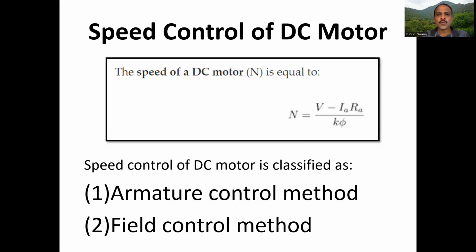Speed control. Based on the equation N = (V − IaRa) / Kφ, which comes from the back EMF and the other torque equations, we have two kinds of speed control: armature control and field control methods. Here the armature current Ia can be controlled, and also by controlling the flux φ, the field control method can be obtained. That is how the DC motor speed can be controlled.